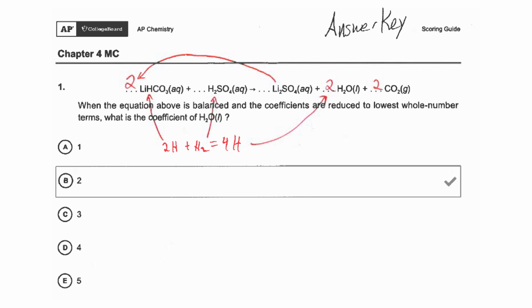But then you checked to make sure that that still worked, because what if it was something higher than that? And so you checked the carbon. There were two carbons, and you fixed the two carbons, and then you cautiously added together the oxygens, and it worked. And so the coefficient in front of water had to be 2.